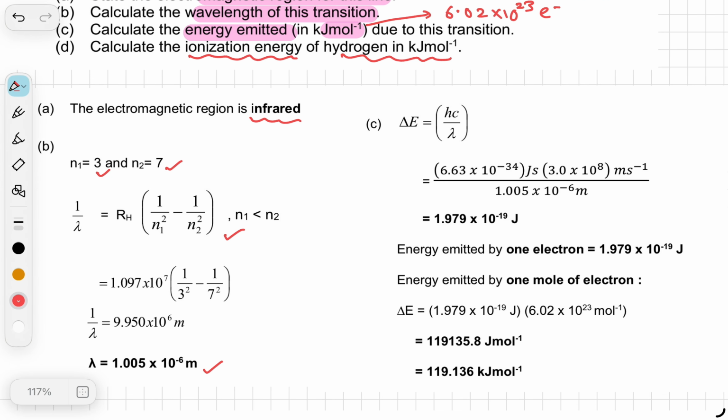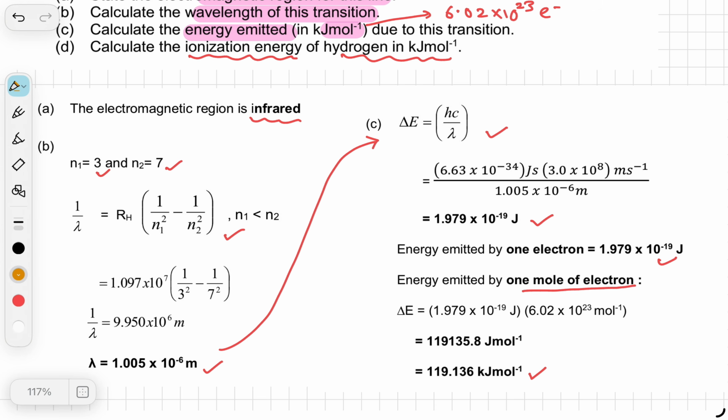Next, we are going to find the energy for one electron. As you can see over here, since we have the wavelength, you can use the SPM formula to calculate the energy of an electron making the transition. Now we need to find the energy for 1 mole of electrons, and that would be this answer over here. So please press the calculator and confirm that this answer is the same as your answer.